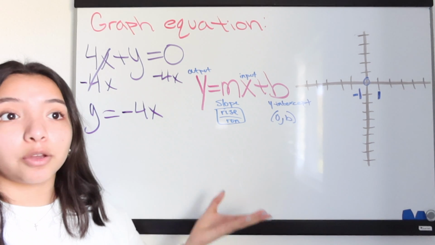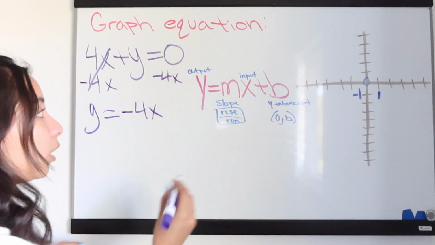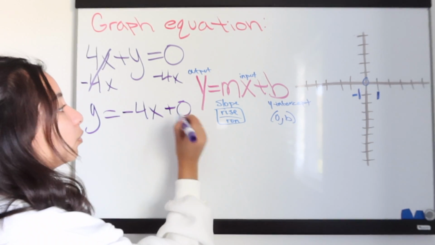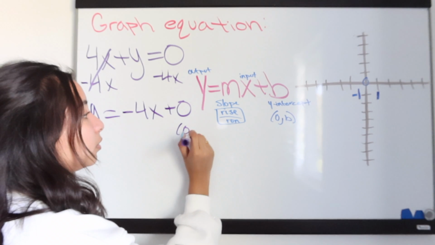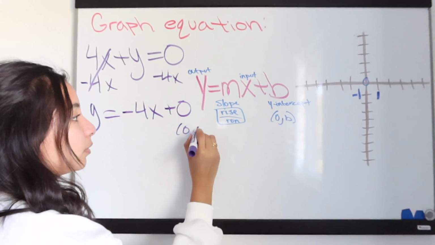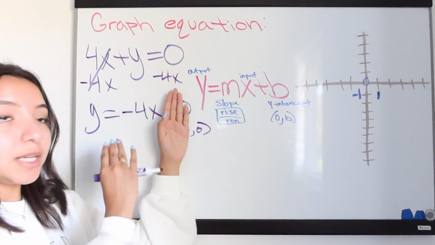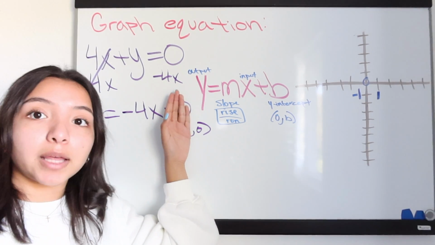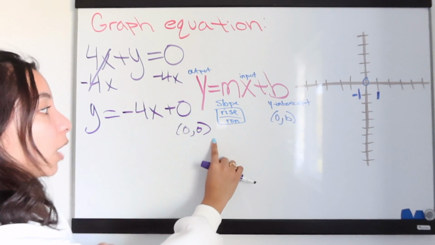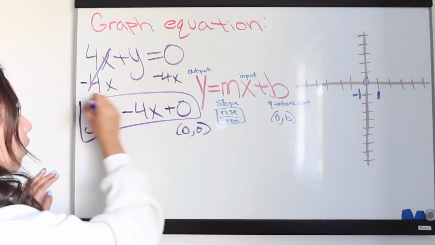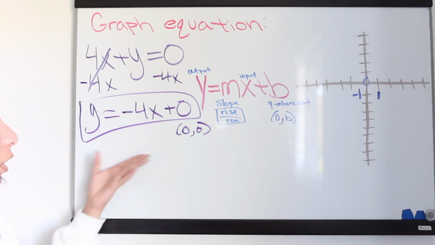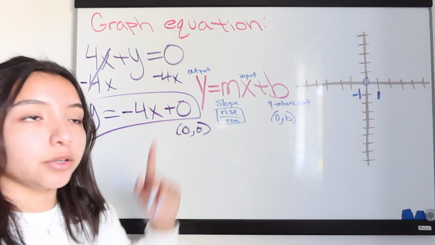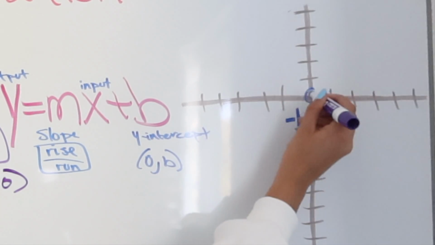You may be asking, where is the y-intercept? Well, we can imagine that the y-intercept is just plus 0. So our y-intercept is 0, what is b? 0. So whenever you don't see any constant in the linear equation, that means that the y-intercept is just 0, 0. Now that we have our slope-intercept equation, we can graph it. So we have to plot the y-intercept. So the y-intercept is at 0, 0.